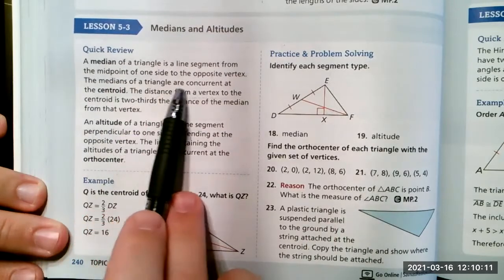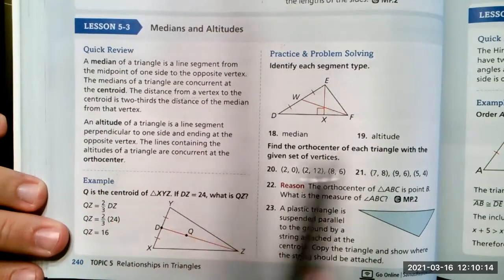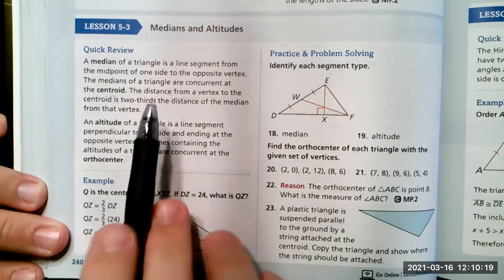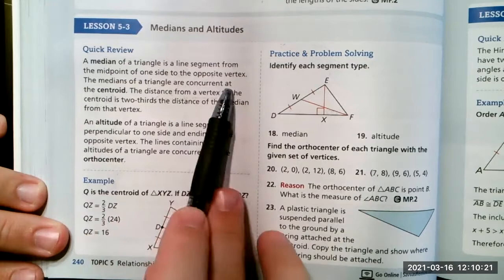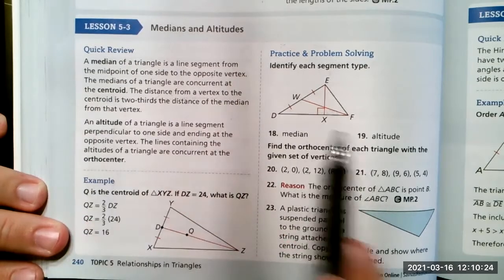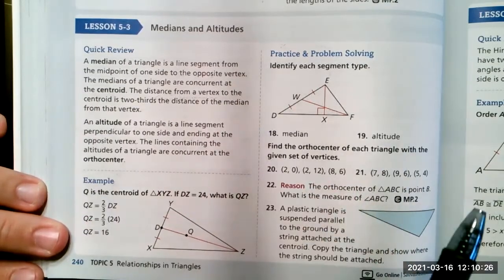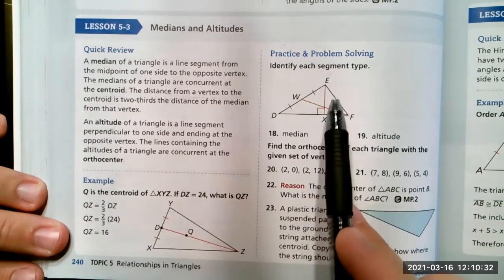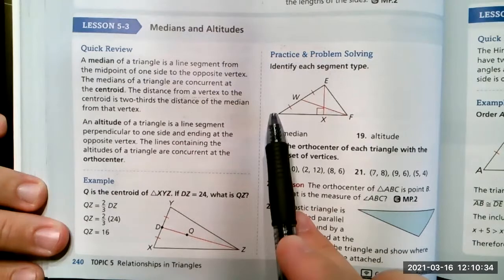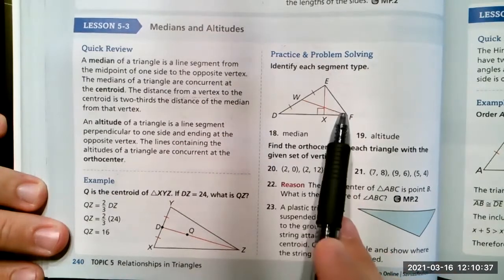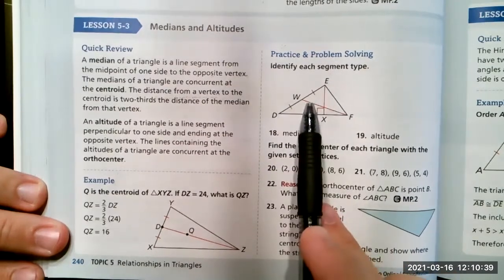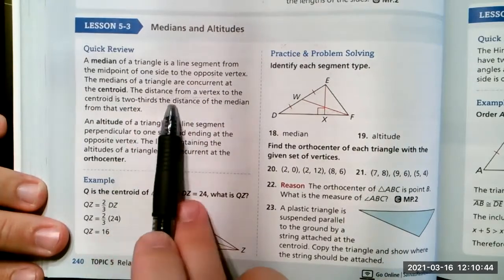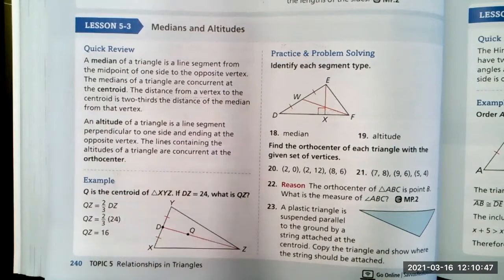The medians of a triangle are concurrent. So if you graphed a bunch, 2 out of the 3 medians, you don't need all 3, just 2 of them will tell you where it's at. The medians of a triangle are concurrent. They meet at the centroid. So here, we don't have an example here. But if I did another median from EF right there across to vertex D, wherever those 2 lines, WF and this line would cross, that would be called my centroid. The distance from a vertex to the centroid is 2/3 the distance of the median from that vertex.